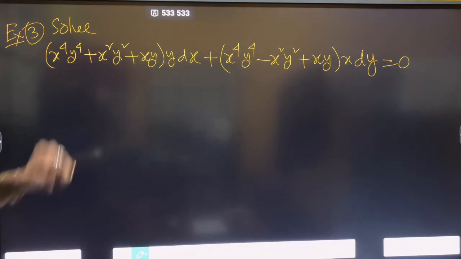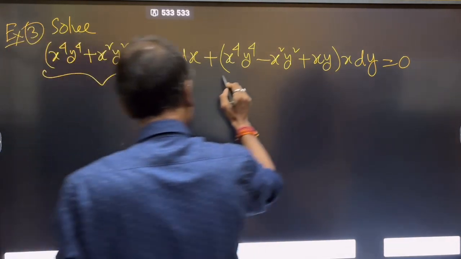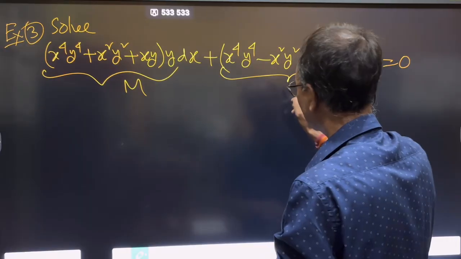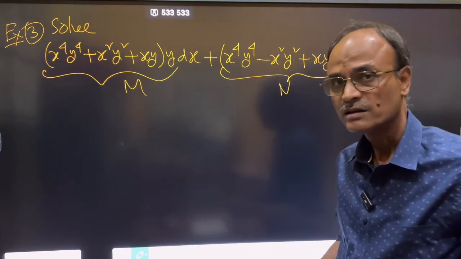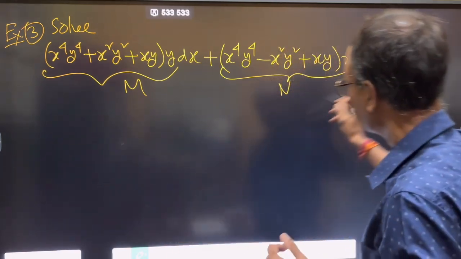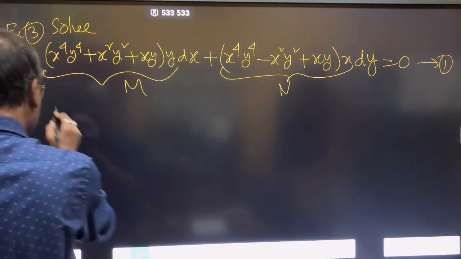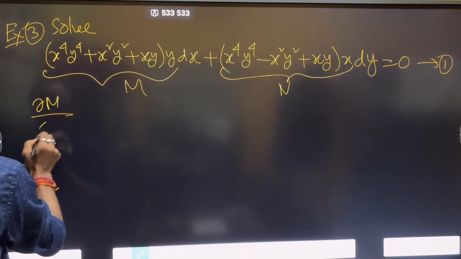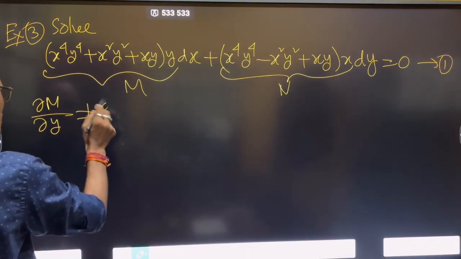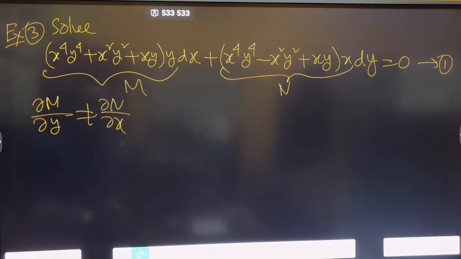Here also it is of the form M dx plus N dy. Here you see this is M and this is N. Suppose this is number 1. Obviously, you will find that del M by del y is not equal to del N by del x.